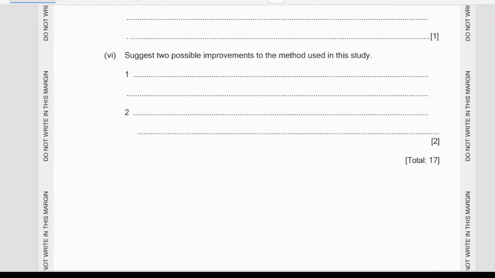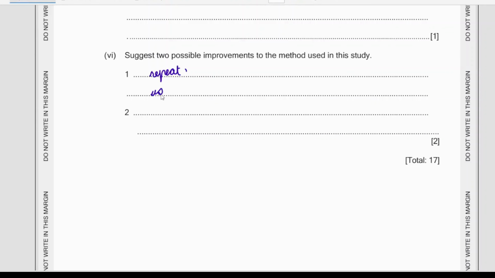Let's move to the next question. The next question is, state two possible improvements for this method. Okay, repeat. Use more animals, or study more animals, or include more animals in the study.